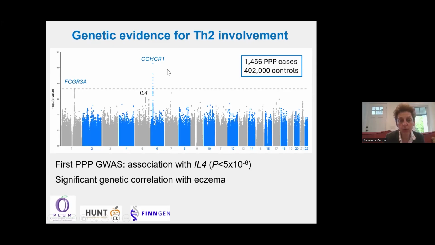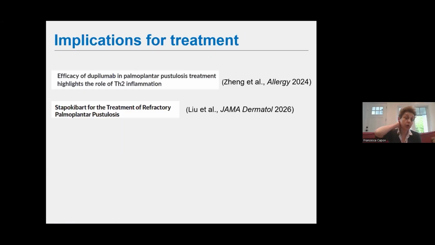And even beyond that, when we looked at the pattern of SNP association across the entire genome in PPP from our GWAS and in atopic dermatitis from published GWAS, we observed a significant genetic correlation between the two diseases. So we now also have genetic evidence for an involvement of Th2 responses in PPP. So this has implications for treatment, and in the last couple of years, 2 studies have been published which used our work as rationale for using Th2 blockers for the treatment of PPP.